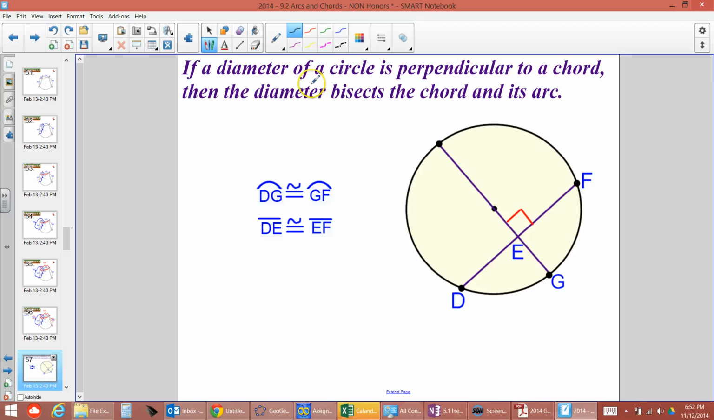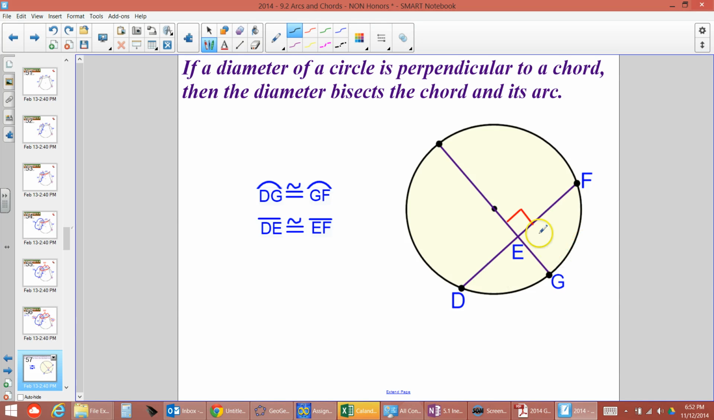Okay. So if a diameter of a circle is perpendicular to a chord, just like this, I've got a diameter and I've got a chord DF, and if they are perpendicular, then the diameter bisects the chord and its arcs. Meaning that if I have a diameter bisecting a chord, then ED and EF are congruent, so are DG and GF. They are both congruent to each other.